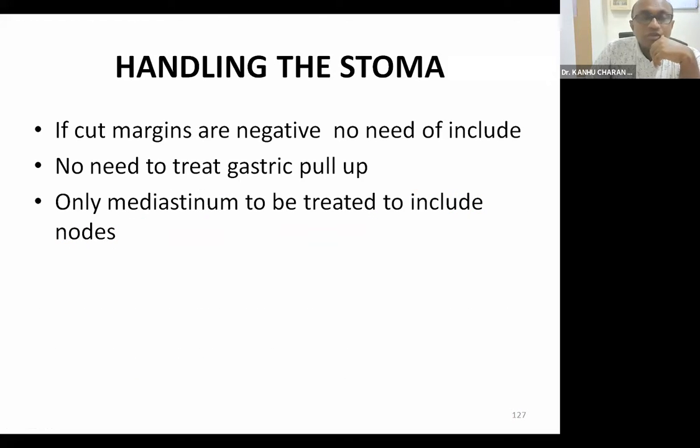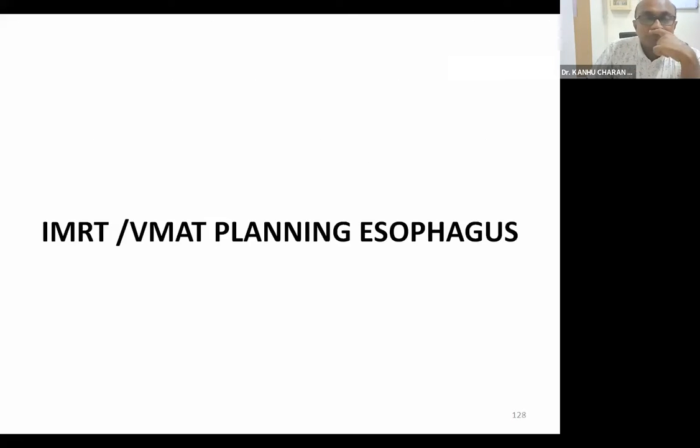nodes. Handling the stoma: if cut margins are negative, no need to include the stoma. No need to treat the gastric pull-up. Suppose the gastric pull-up is coming through, the stomach and lungs are unnecessary, don't treat. The only targets you should treat are the tumor bed, clips, and mediastinal nodes. You don't need to treat the gastric pull-up. You don't need to treat the stoma if it has a negative margin.